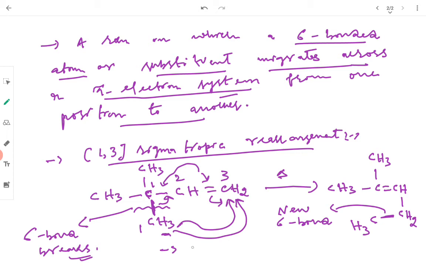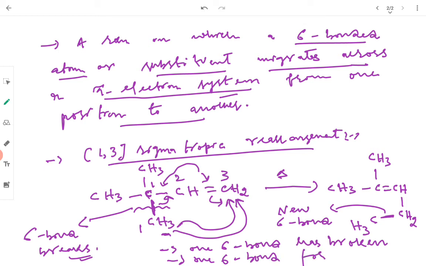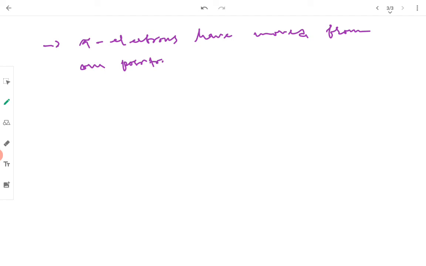So what has happened: one sigma bond is broken, one sigma bond is formed, and simultaneously pi electrons have moved from one position to another. So I gave an example of a 1,3 sigmatropic rearrangement.